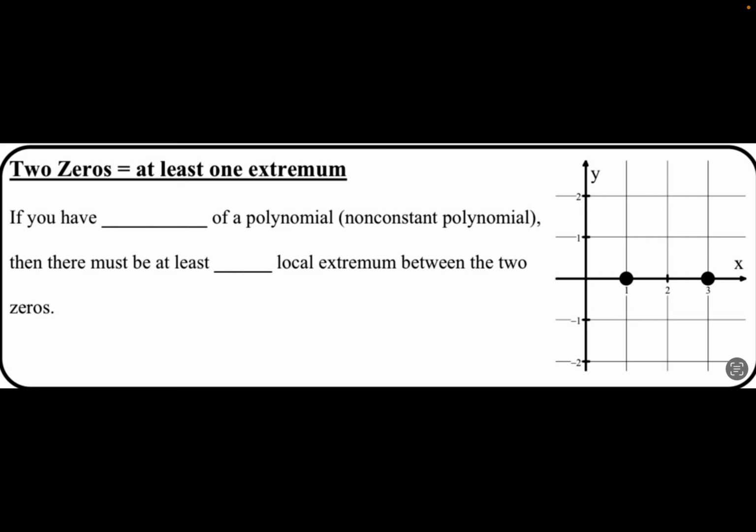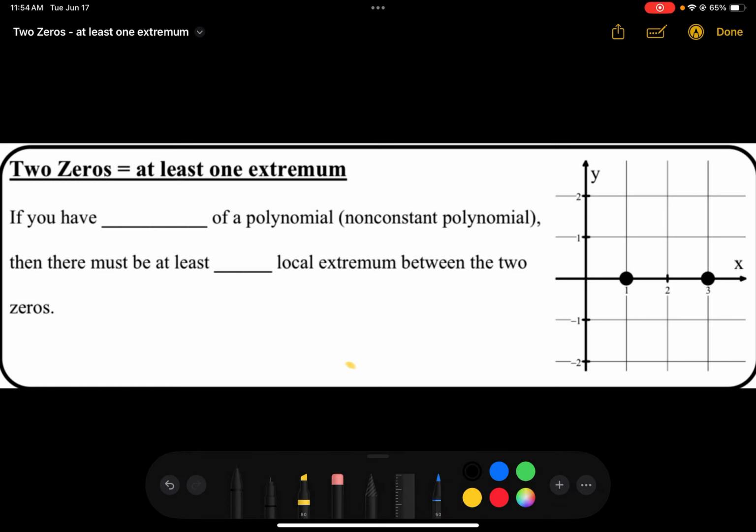All right. Let me switch this to the pen version. All right. 2 zeros equal at least one extrema. Like this. Oh, that is such a bad drawing. Sorry about that. So if you have 2 zeros of a polynomial, a non-constant polynomial, then there must be at least one local extrema between the two zeros.